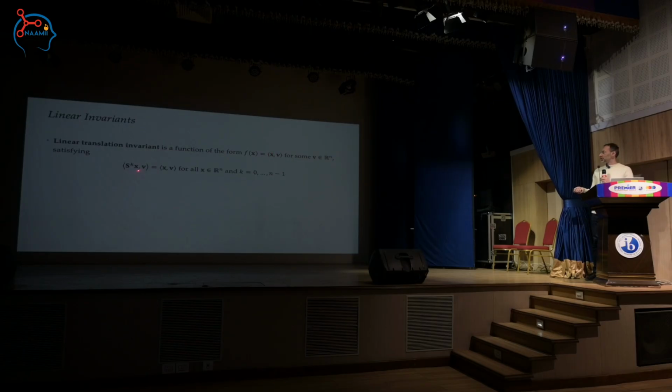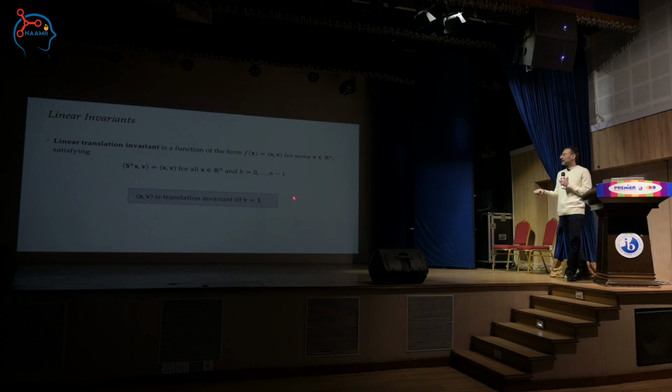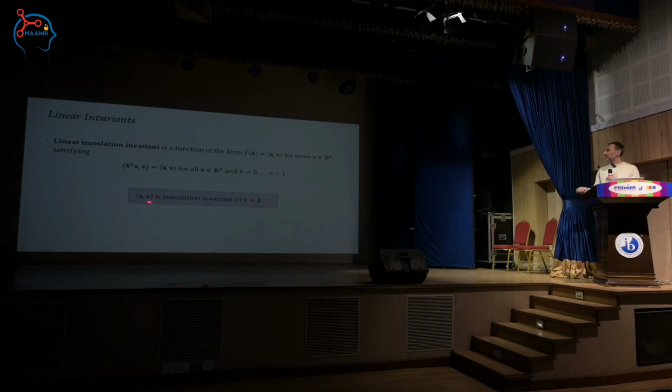And it should satisfy that for every shift, right? Because it's translation invariant, S to the power k x inner product with V equals x inner product with V, right? So it's unaffected by the action of the shift. And you can easily prove that the only thing that allows me to do it is when the vector V is 1s, right? So what does it mean that I take inner product of x with vector of 1s? What does it do to the image or to the vector?